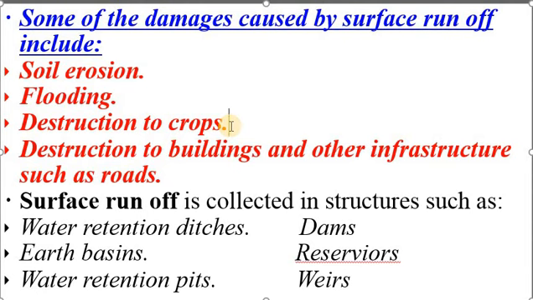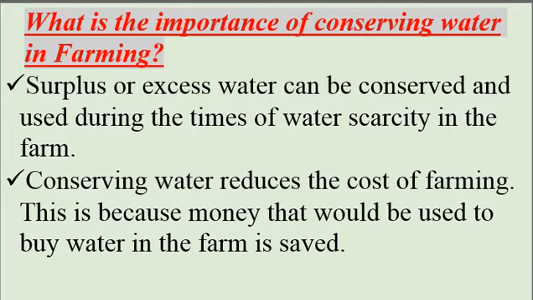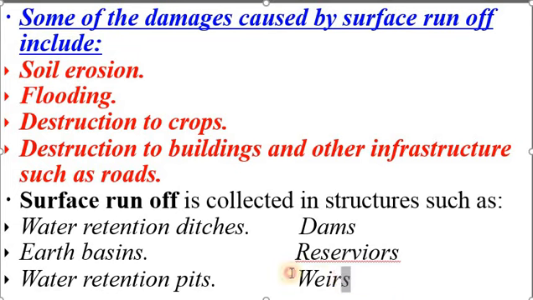Then the last damage is destruction of infrastructure. Infrastructure are structures we use, such as roads, buildings and others. So those are the damages caused by surface runoff. Now, to correct surface runoff, the following structures can be used.